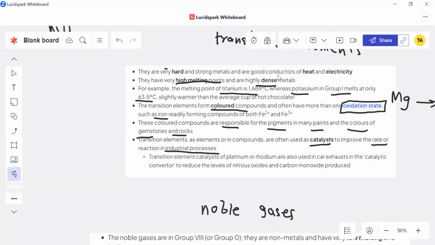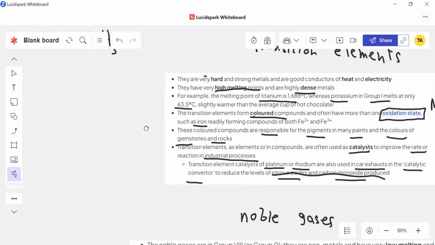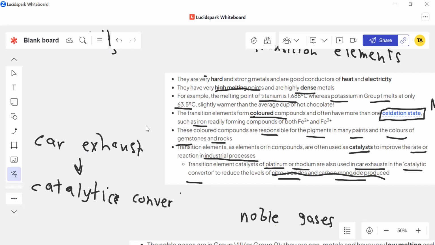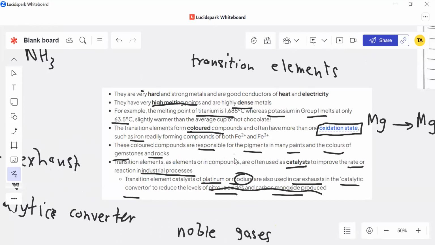Transition element catalysts of platinum and rhodium are also used in car exhaust in catalytic converters to reduce the level of nitrogen oxide and carbon monoxide produced. Just remember that in car exhaust, you have catalytic converters, and these converters use platinum and rhodium as the catalyst to reduce the level of pollution. This was transition elements.